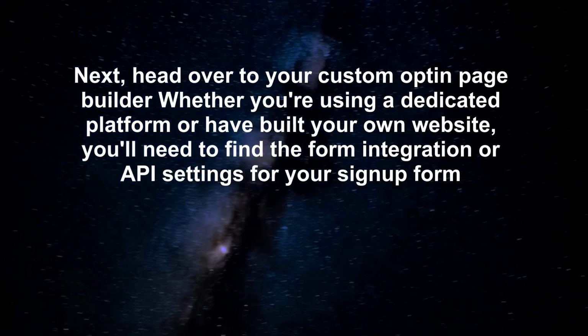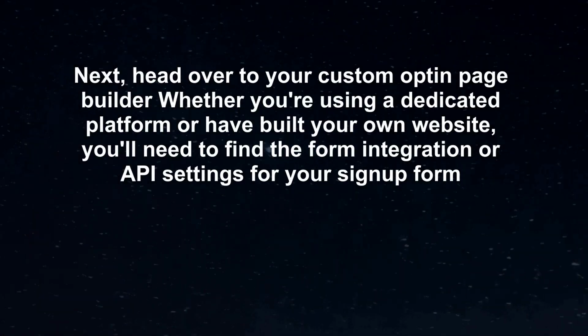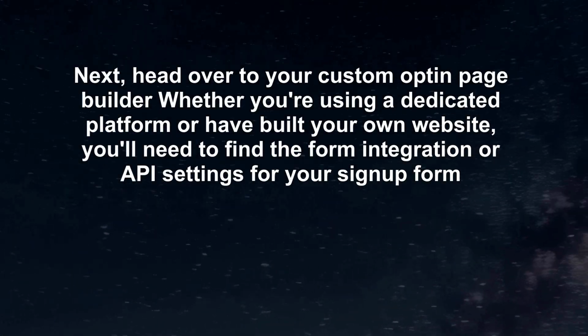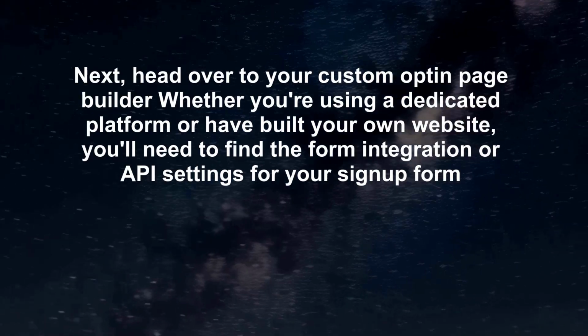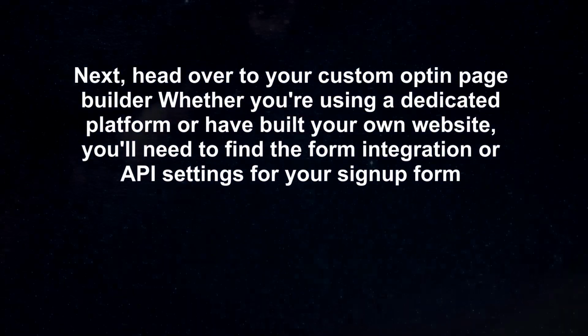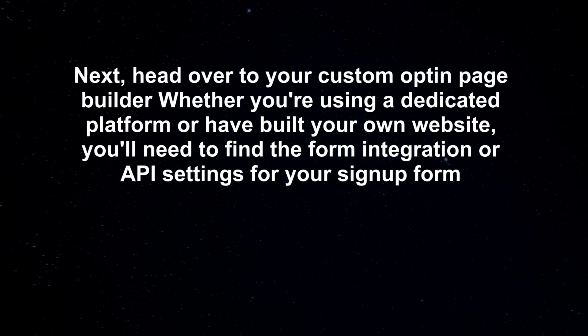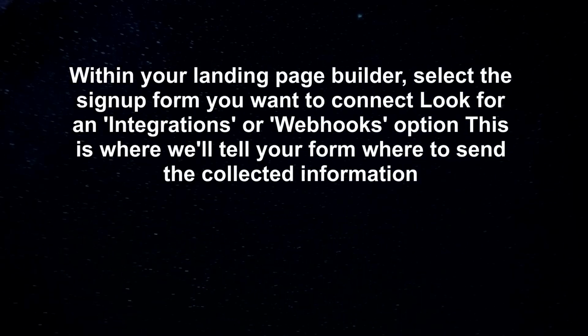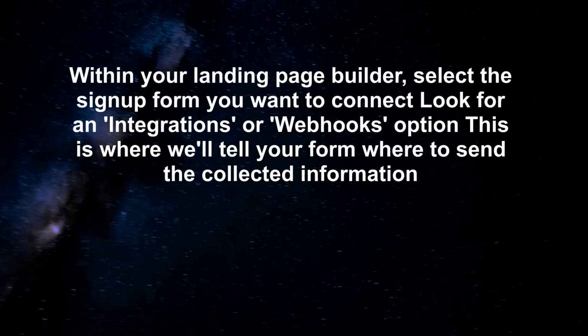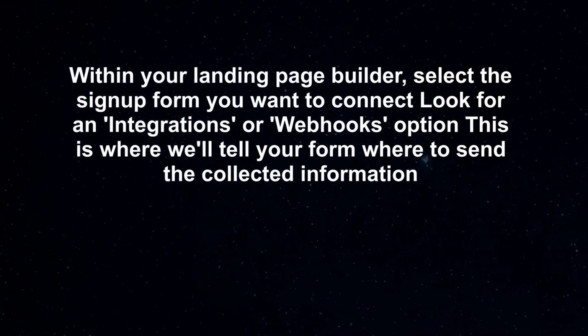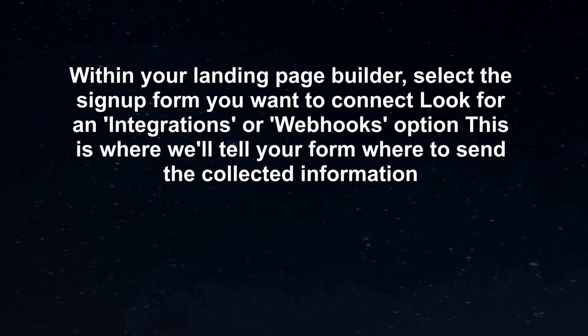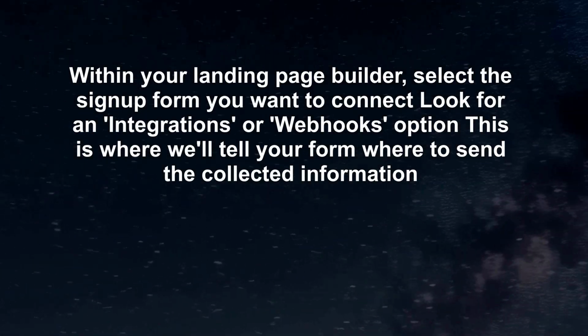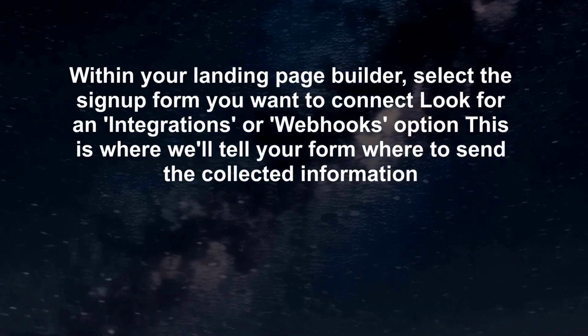Next, head over to your custom opt-in page builder. Whether you're using a dedicated platform or have built your own website, you'll need to find the form integration or API settings for your sign-up form. Within your landing page builder, select the sign-up form you want to connect. Look for an integrations or webhooks option. This is where we'll tell your form where to send the collected information.